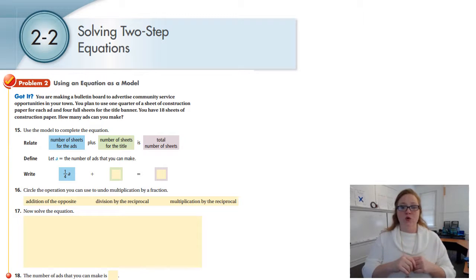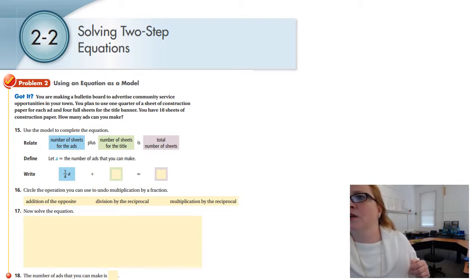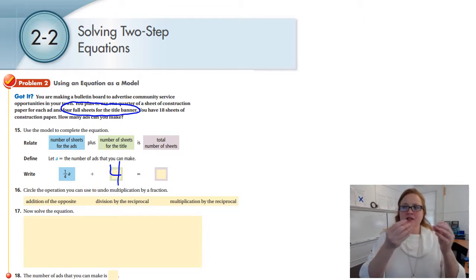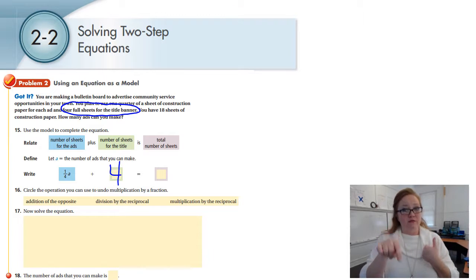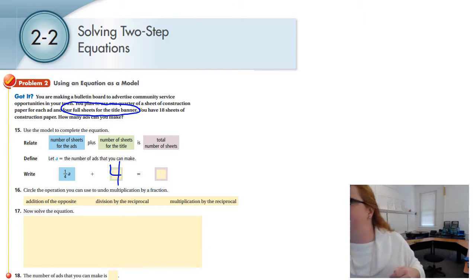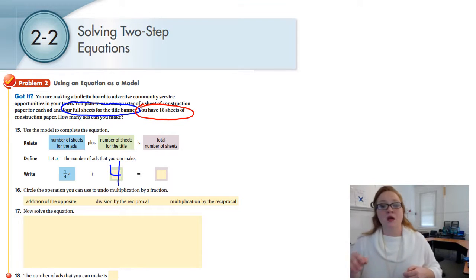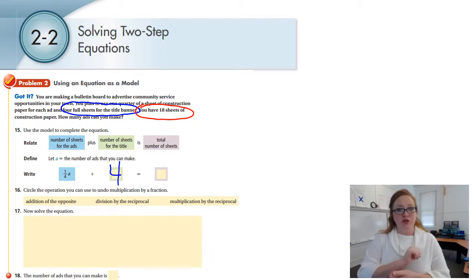Now, write your equation. 1/4 times A plus how many sheets for the title? Read in the problem: 4 full sheets for the title is total number of sheets. How many total number of sheets do you have? Find in the problem: you have 18 sheets of construction paper.